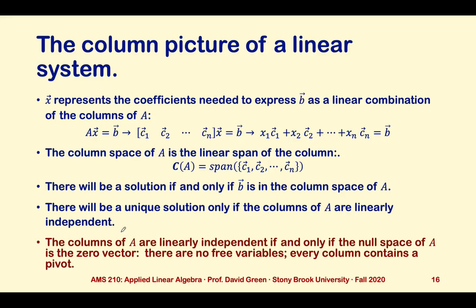These ideas lead us to the statement that the columns of A will be linearly independent if and only if the null space of A is the 0 vector only. We know that if the right-hand side is 0, there has to be a solution. If there's more than one solution, then there isn't a unique solution. The columns aren't linearly independent. When there's no free variables, when every column contains a pivot, the columns of A are linearly independent.